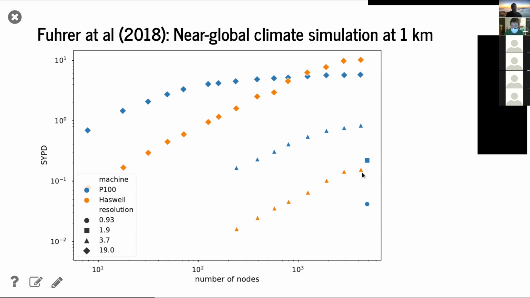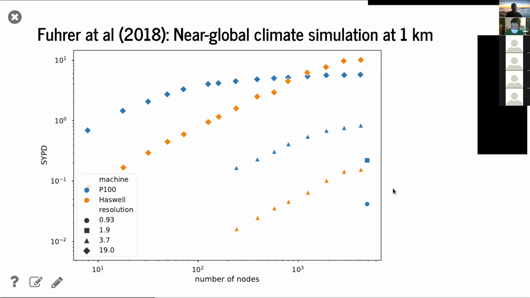So that's kind of a familiar story. Now, the question you might ask is, what about these points? Are these the target simulated years per day? That is, we wanted that simulated year per day to be 1 or 5 simulated years per day. Is that going to be stuck in this strong scaling limit, or is that going to be something that's limited by throughput?